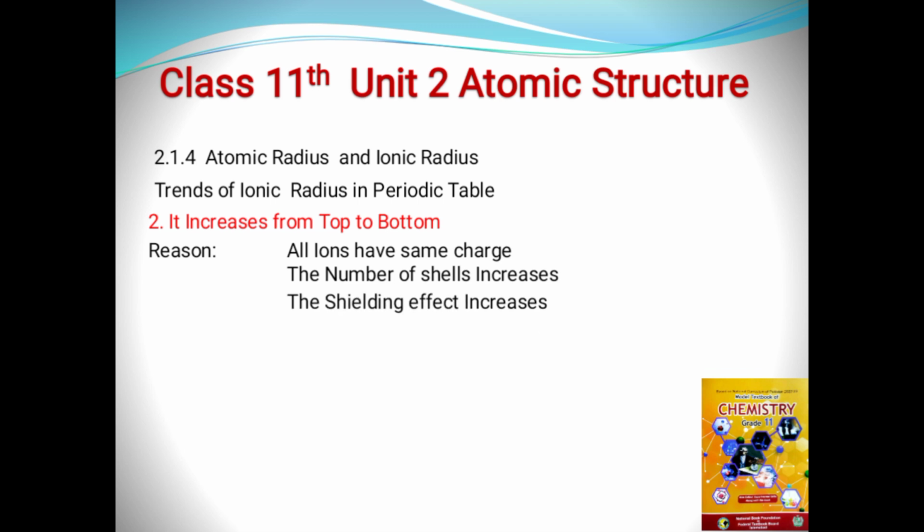Number 2, the shielding effect increases. As you know, down the group the shielding effect increases because of intervening electrons that are present in the inner shells. And by increasing the shielding effect, the size of the ion will increase.